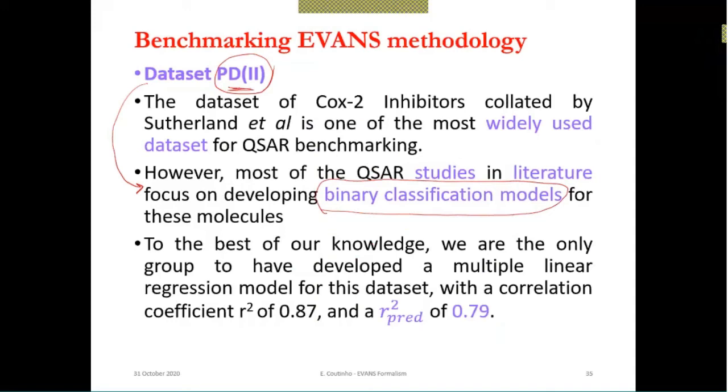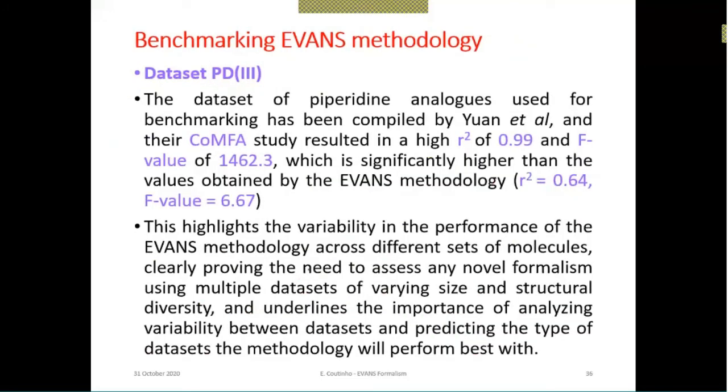We do not see mathematical models that have been published for the PD2 data set. So to the best of our knowledge, we have a very unique model for this COX-2 data set. Coming to the PD3 data set, there is a COMFA study that has been done for this data set.